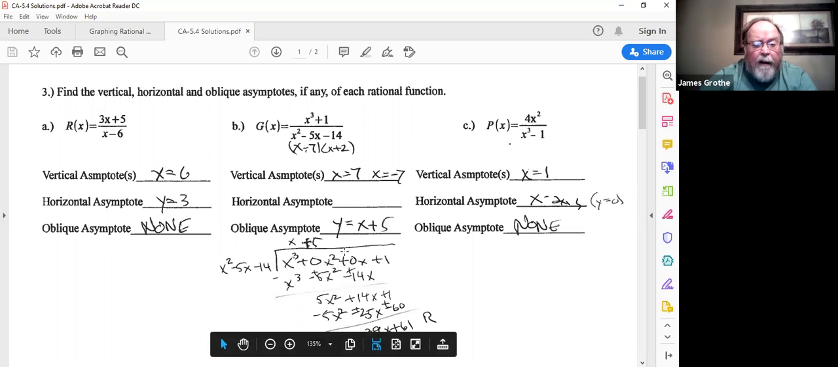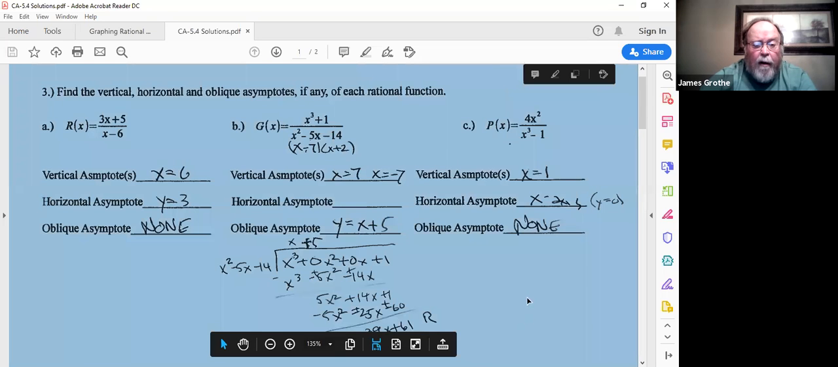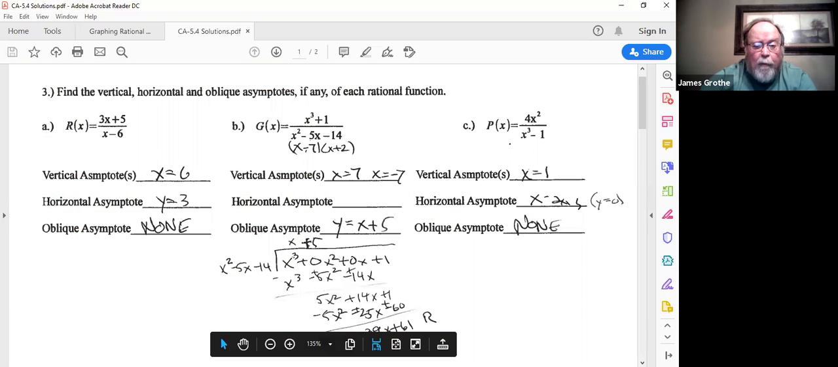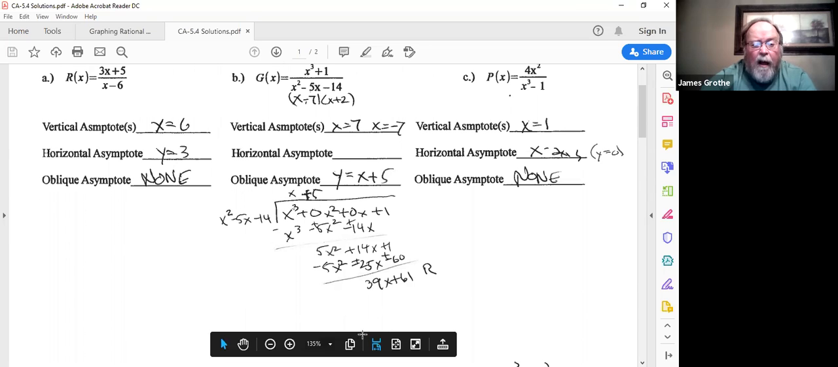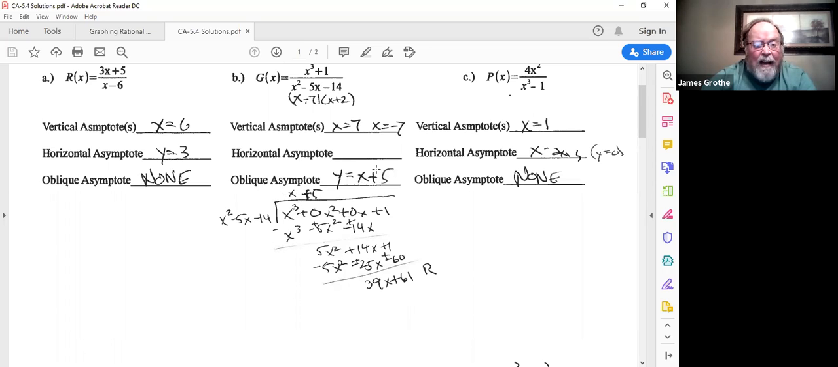And when I divided, the quotient came out to be x plus 5, and the remainder, although it's not a real important thing, turns out to be 39x plus 61. And remember, that gets ignored. It's the quotient that's the key, x plus 5. Our slant asymptote would be the line y equals x plus 5.